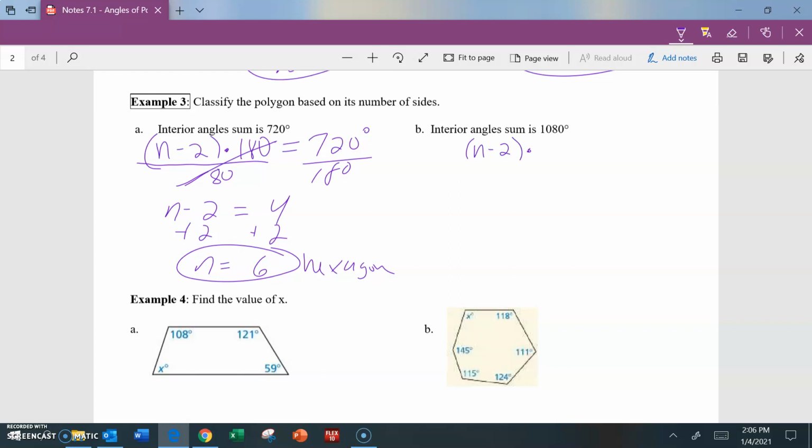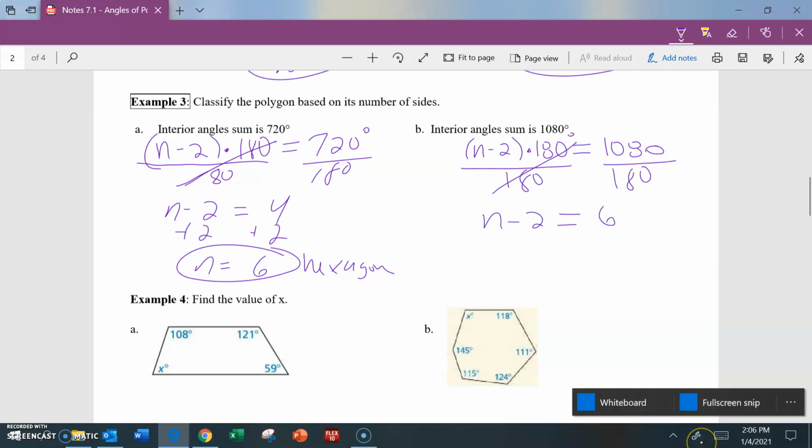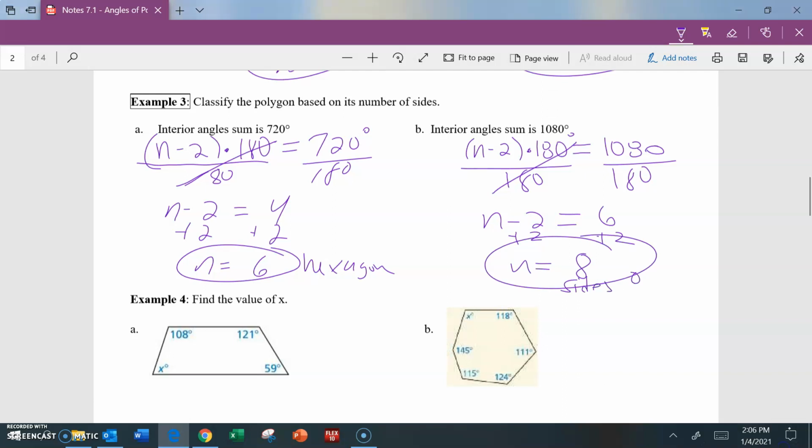And this time we know that all of the angles of this polygon add up to 1080 degrees. So now let's just solve for n. Once again, I'm going to divide both sides by 180. And that leaves me with the equation n minus 2 equals 6. If I add 2, we have an 8-sided figure. So that says 8 sides, which you should know is an octagon.